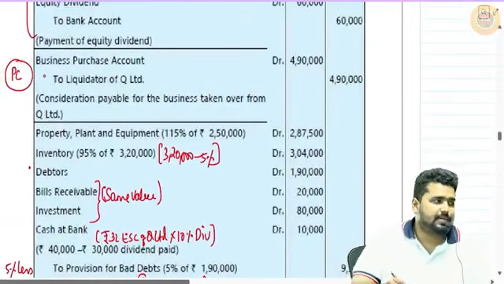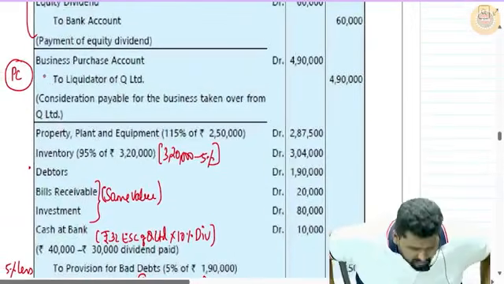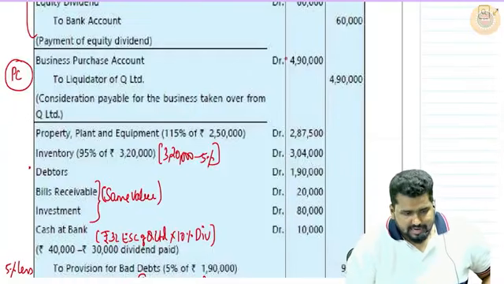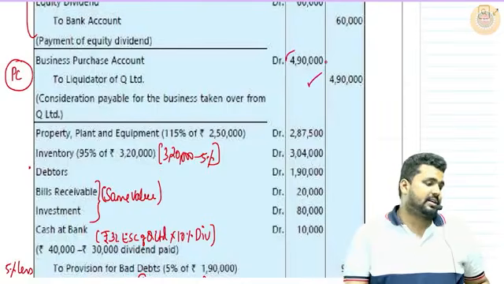Therefore, what is the journal entry for PC? Business purchase account debit to what? Liquidator of Q Limited. The vendor company name is Q Limited. 4,90,000 and 4,90,000. But before this, there were 2 adjustments.